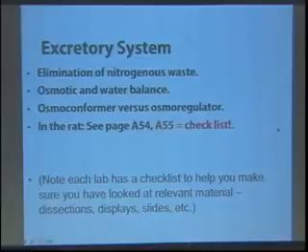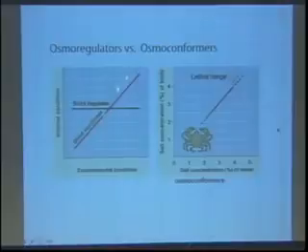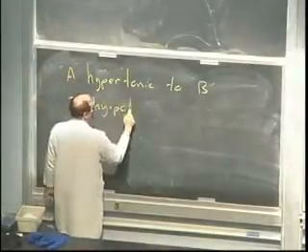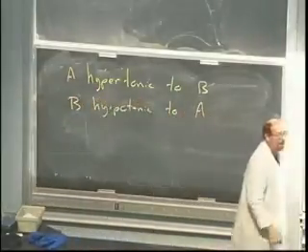So I'm going to show you a graph of this. This will make more sense here. So this is an osmoconformer. They match the overall tonicity of the outside environment, okay? And terms like hyper and hypo, we did this before, but remember it's all relative. If A is hypertonic to B, B is hypotonic to A. It's all relative, so it just depends how you're doing the comparison, okay?